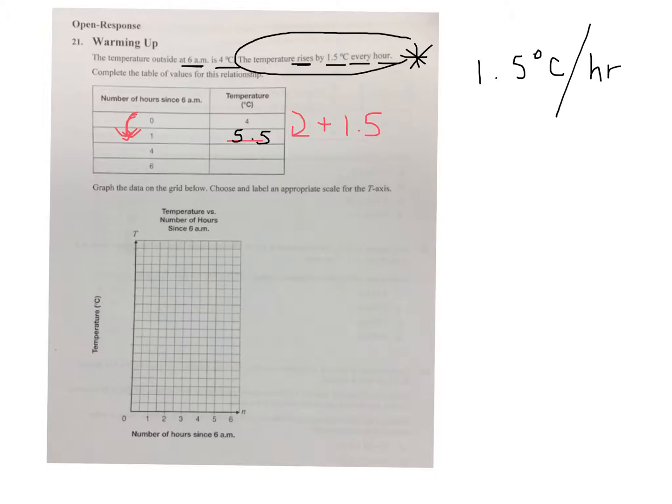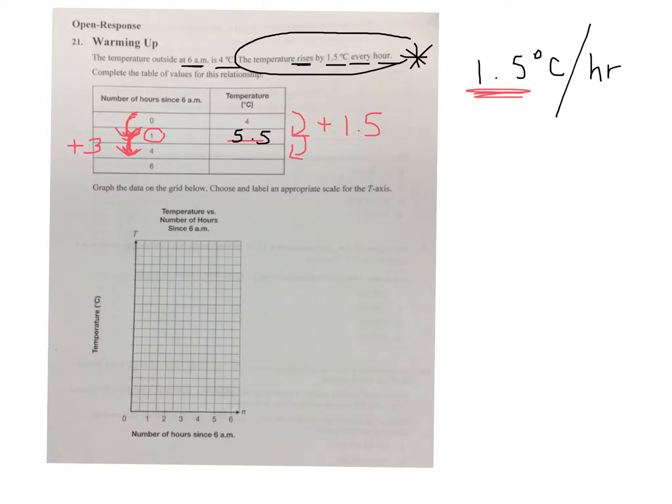The next point that we need to fill in on this table, it goes from 1 and then it increases to 4. Okay, this is important now because we know that every hour we add 1.5 degrees. Well, how many hours went by from 1 to 4? How many hours went by? 3. So here it increases by 3 hours. So the next point wouldn't be 5.5 plus 1.5, because that would only show an increase for 1 hour. We need to show an increase for another 3 hours.